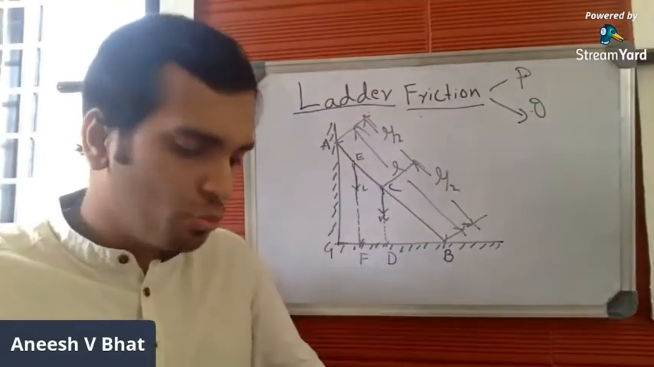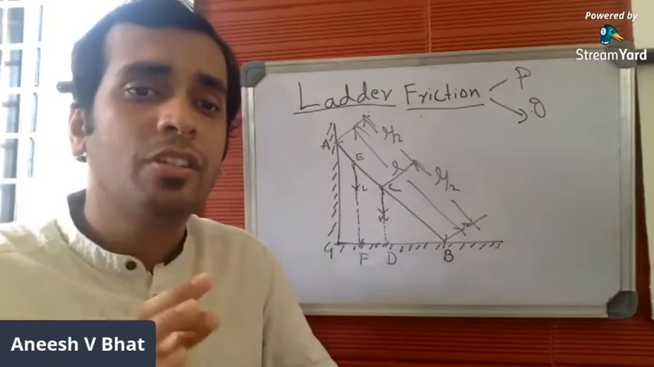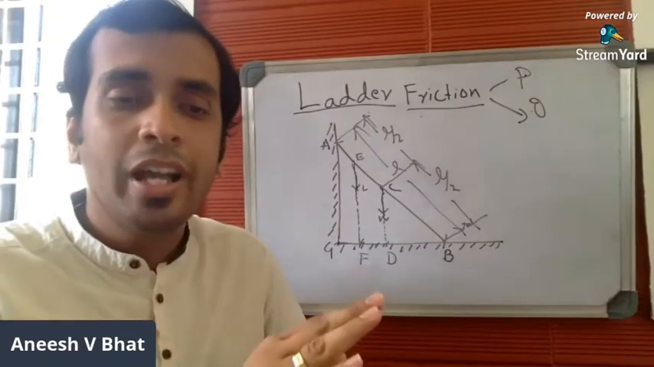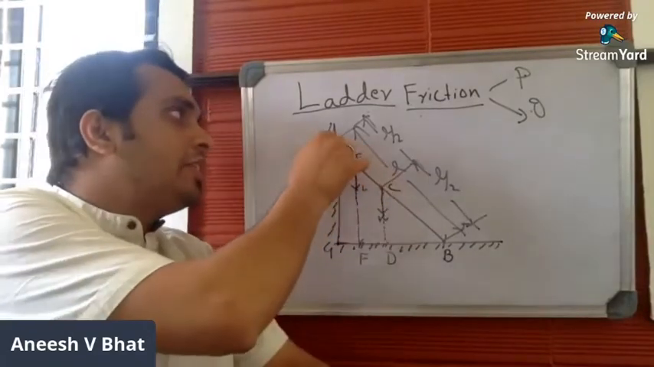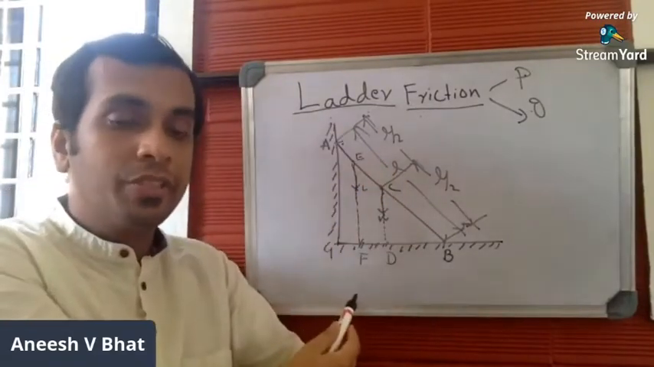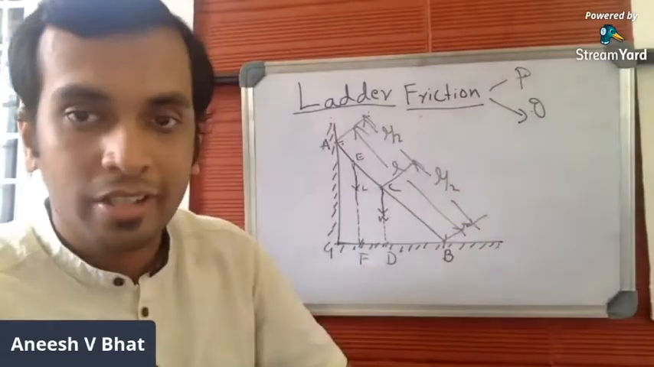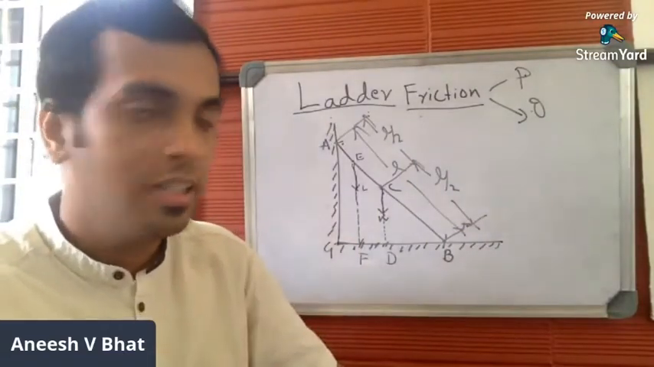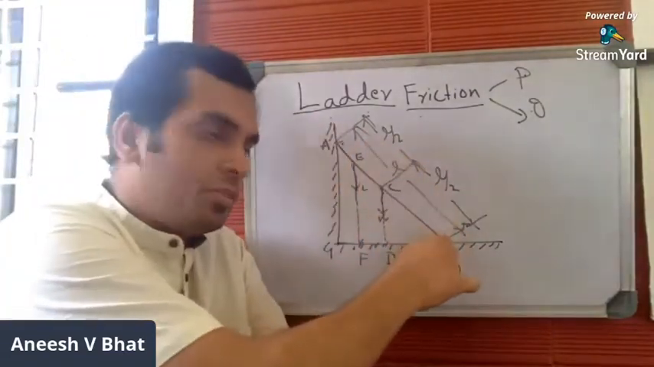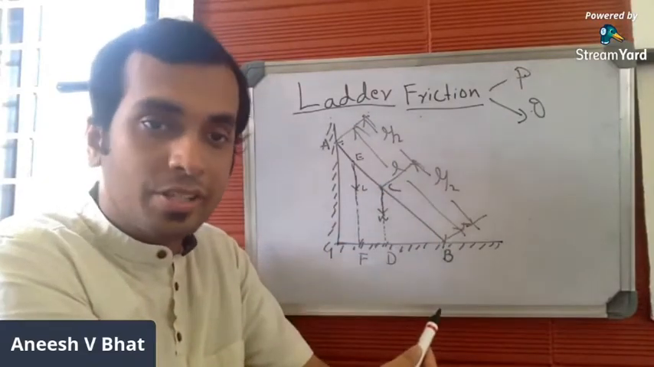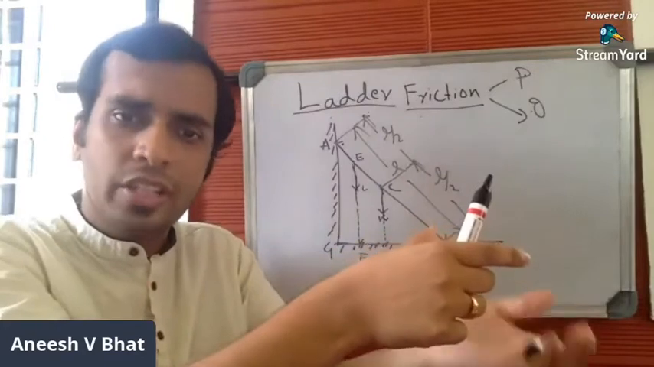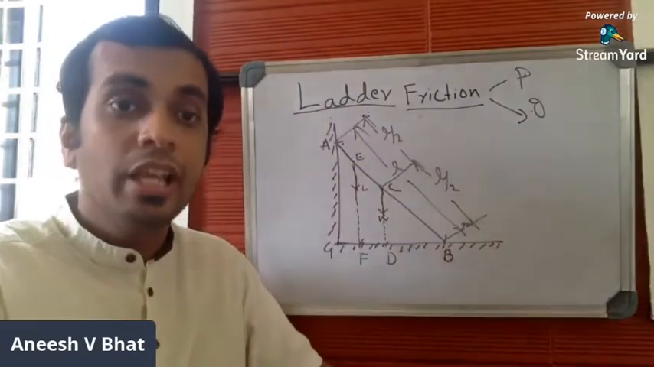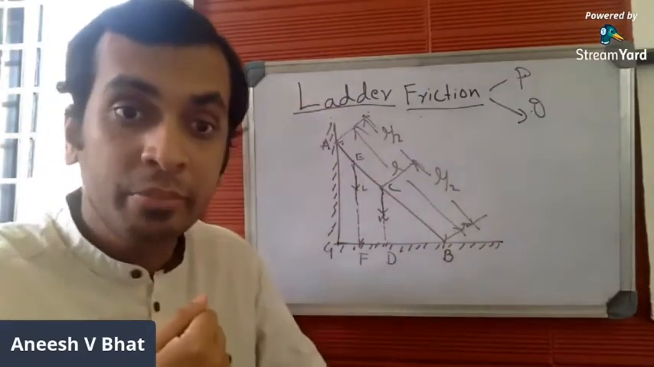In step number two, you'll mark the normal reaction offered by the floor as well as the wall on the ladder. If the ladder is in contact with the wall, the wall should offer normal reaction on the ladder, is it not? The ladder is in contact with the floor, so even the floor should offer normal reaction on the ladder. Whenever a body is in contact with a surface, the surface offers normal reaction. How should that normal reaction be marked?